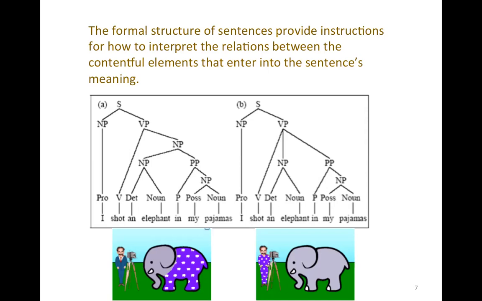So what we see here is that different syntactic structures convey different meanings for the same set of elements. They provide different perspectives for thinking about how the meaningful elements in the sentence are related to one another.